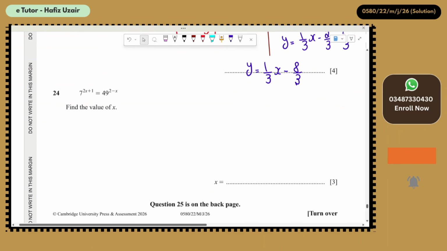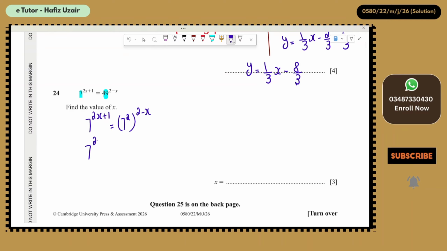So in question number 24, you have some power of 7 and some power of 49, so you need to make their bases the same so that you can compare the powers. So 49 is 7 power 2, so 7 power 2x plus 1 is equal to 7 power 2 into (2 minus x). So this will produce 7 power 2x plus 1 is equal to 7 power 4 minus 2x.